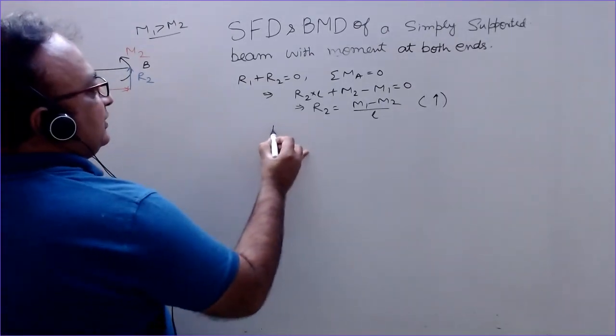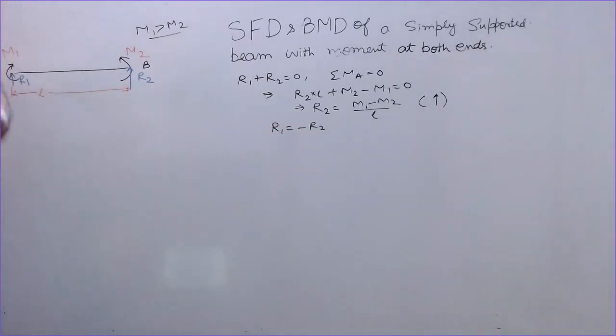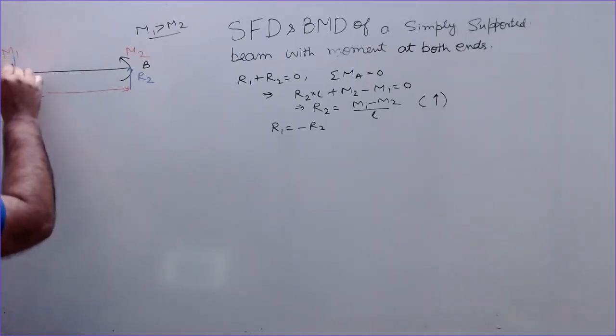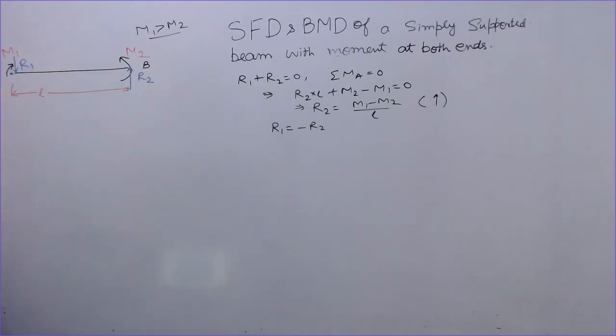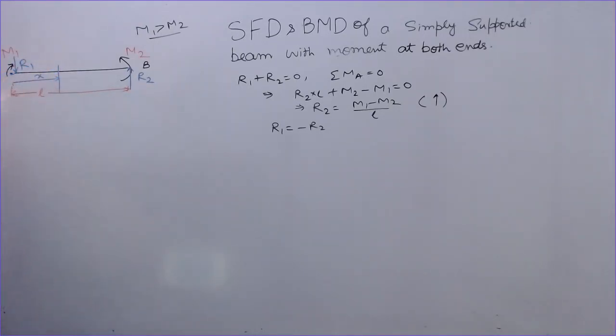Whereas R1 is minus R2. So R1 is acting in the downward direction. So I can show it acting in the downward direction. Now again take this section here at a distance x from this end. So let us draw the shear force diagram first.